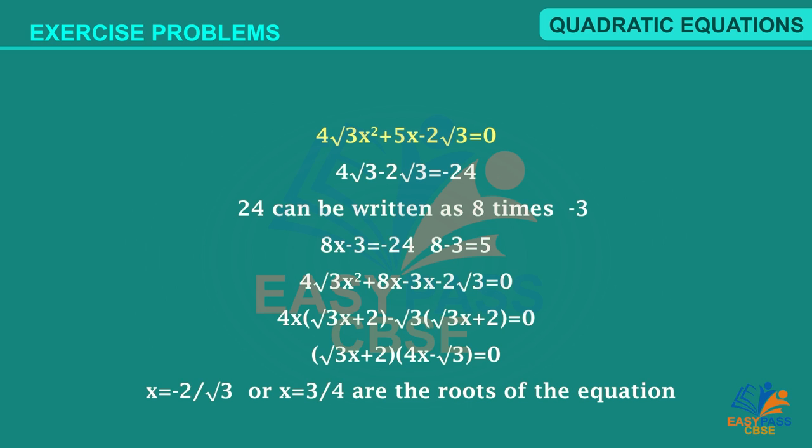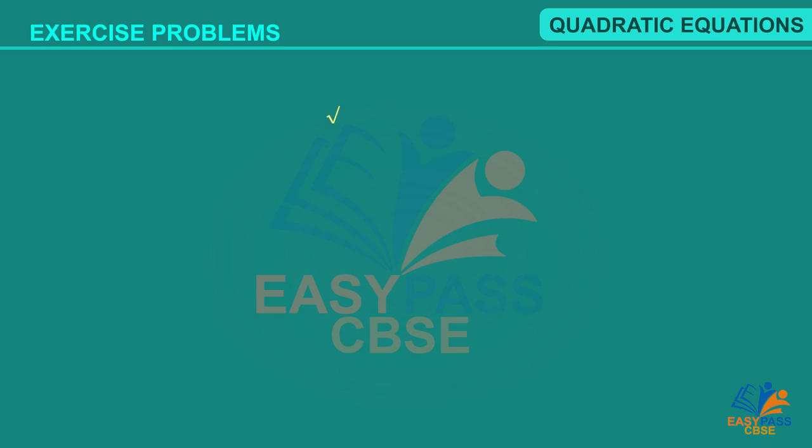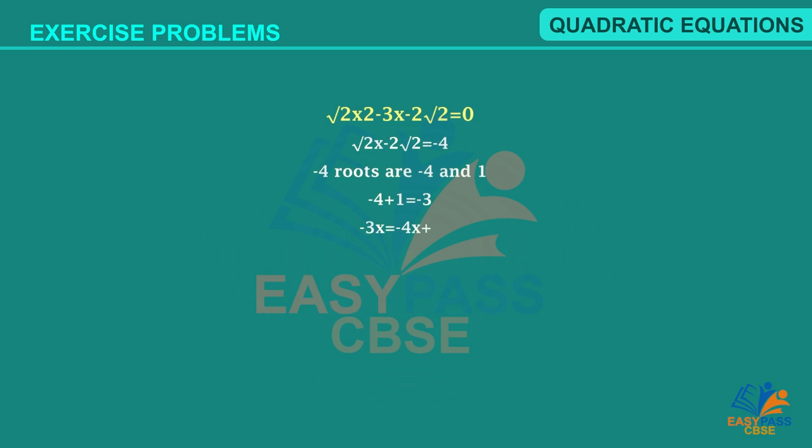Next question. Root 2 times x square minus 3x minus 2 root 2 is equal to 0. So here, root 2 times minus 2 root 2 is minus 4, and the factors are minus 4 and 1, so that minus 4 plus 1 is equal to minus 3. Therefore, minus 3x is split into two parts, minus 4x and x.